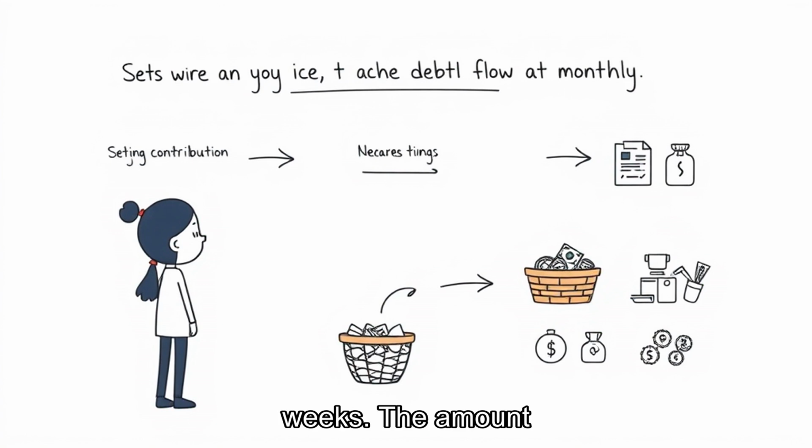Maybe $200 every 2 weeks. The amount stays the same. The schedule stays the same. The market can rise, fall, or sit still. The investor keeps buying calmly through every kind of weather.